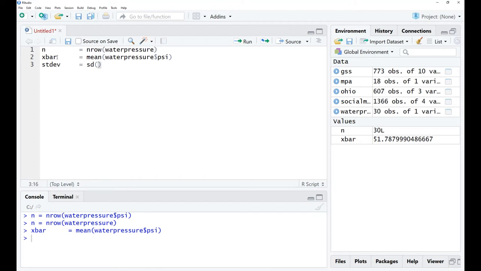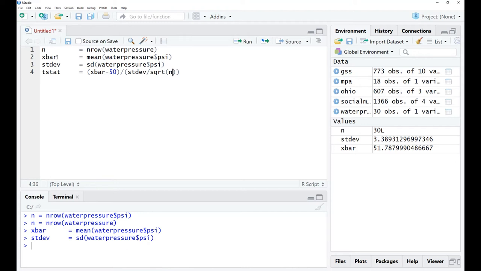Here we can use the command SD. And we find that the standard deviation is 3.389. Now we are going to calculate the test statistic, or let's just call it T stat. That would be X bar minus 50, divided by the standard deviation divided by the square root of our sample size. And we get a T statistic of 2.8895.